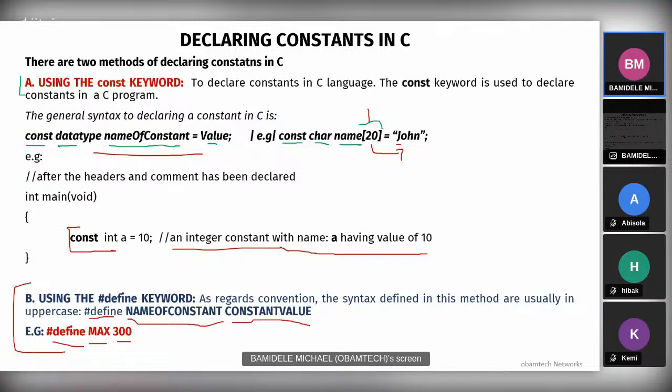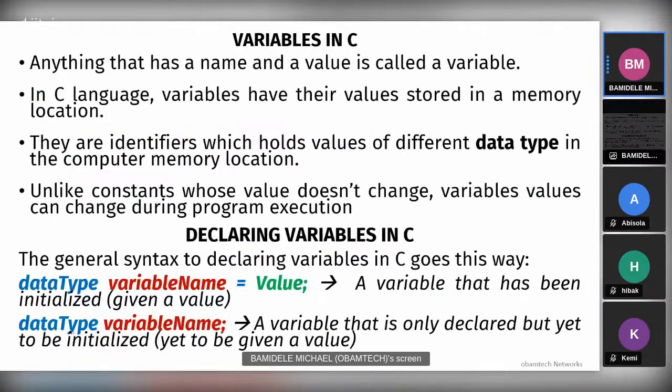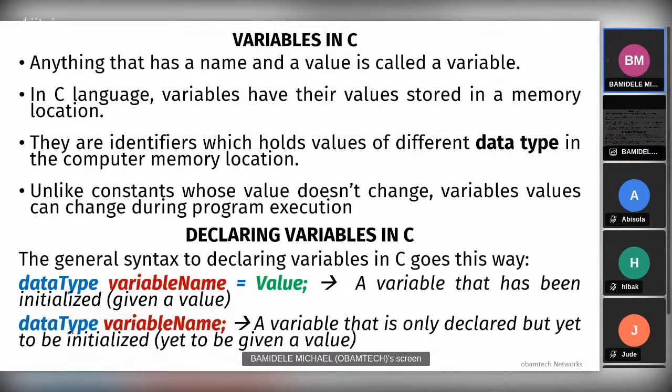Okay, let's move on. Variables in C: anything that has a name and a value is a variable. In C language, variables have their value stored in a memory location. They are identifiers which hold values of different types in the computer memory location. Unlike constants, whose value doesn't change, a variable's value can change during program execution.